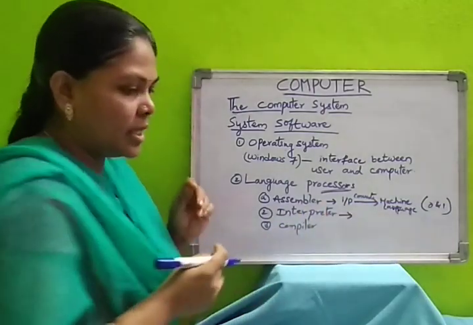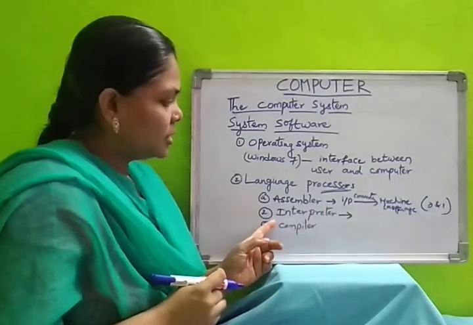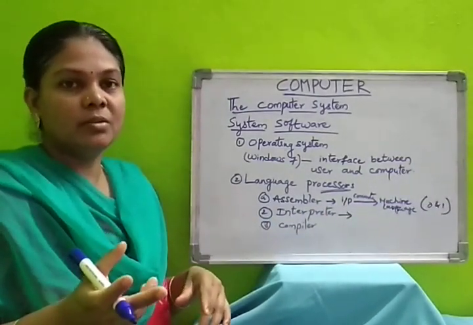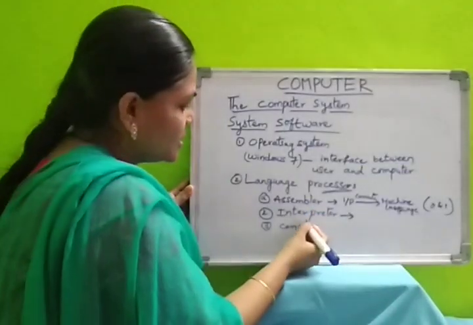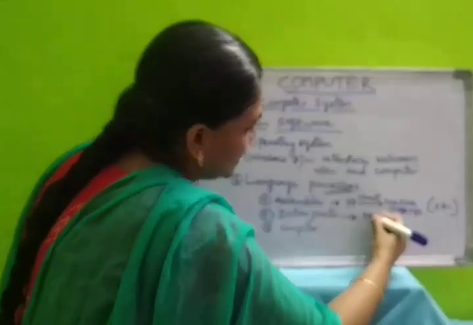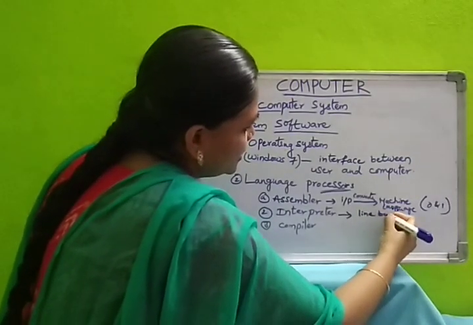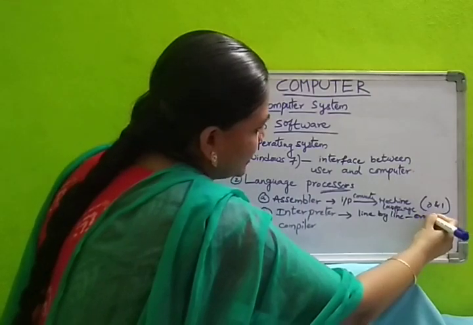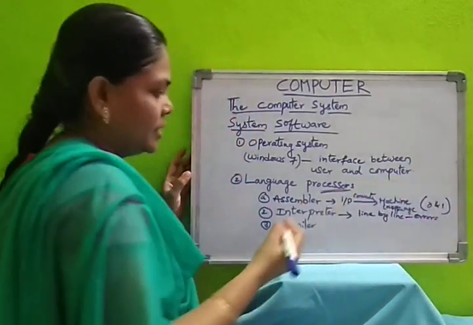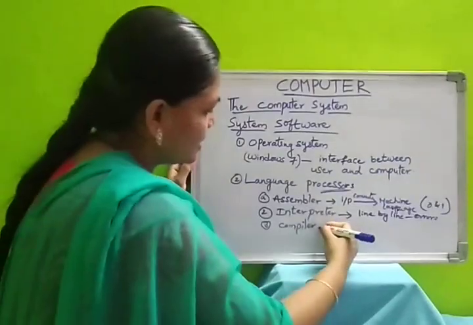After removing those errors, that information is displayed on the monitor. Again conversion, again it is displayed. Next, third one is the interpreter. So this is line by line conversion. It converts line by line and errors are given line by line. Okay. So next one is compiler.